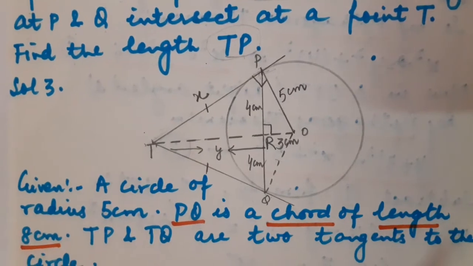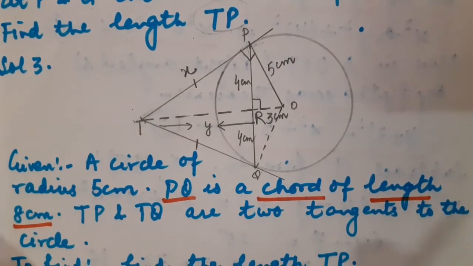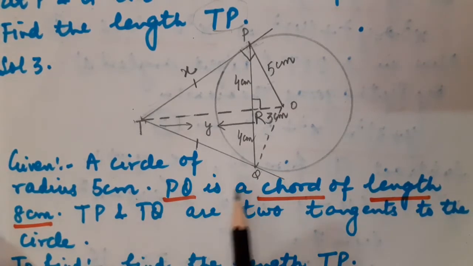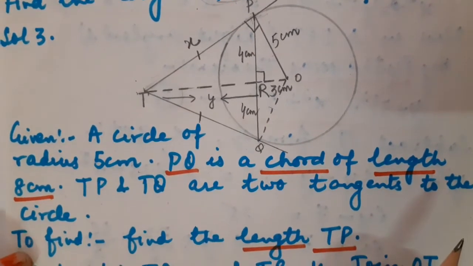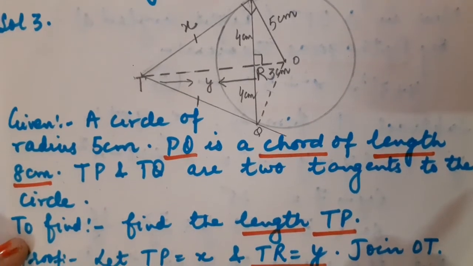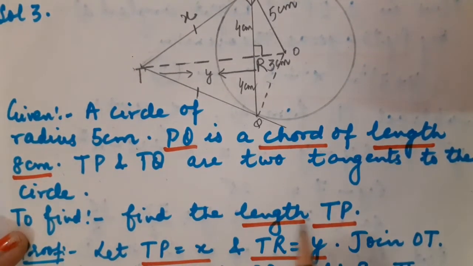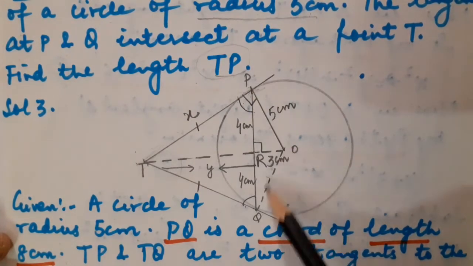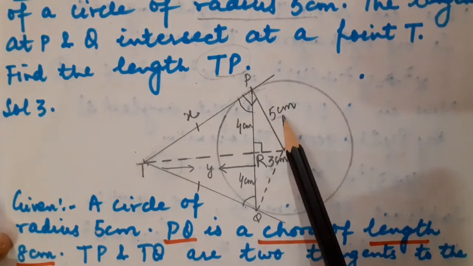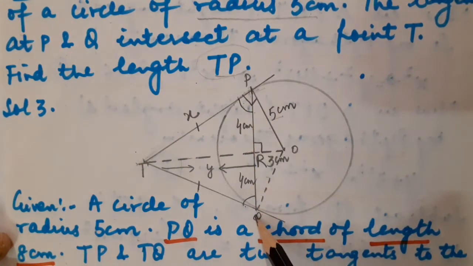Okay. So now let us start with what is given in this question first of all. A circle of radius 5 centimeter. Correct. PQ is a chord of length 8 centimeter. TP and TQ are two tangents to the circle. Fine. Now what we have to find out? We have to find the length TP, which is actually a tangent. Correct, children? So children, here in the diagram you can see that OP and OQ, they both are radius of 5 centimeter each. This complete PQ is of 8 centimeter.